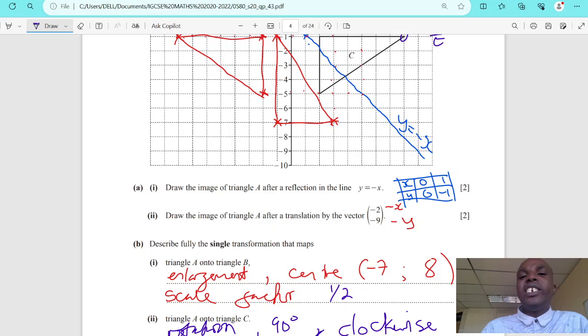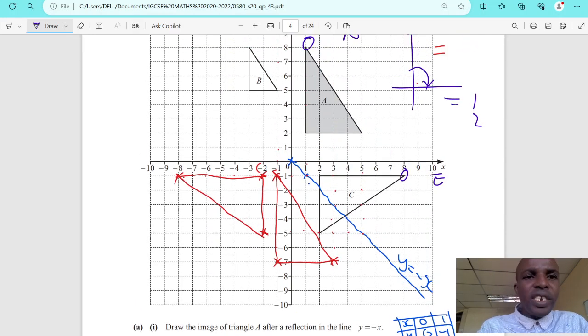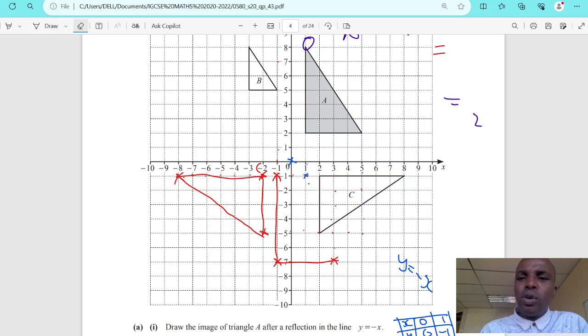Then done. Then the center of rotation, right? You check which direction now. For the center of rotation, you can use your ruler to find the center of rotation. But the angle must be exactly 90 degrees and the distance of the image must be exactly as the distance of the original point from the center of rotation. And this one is clockwise. So it's from A to C.